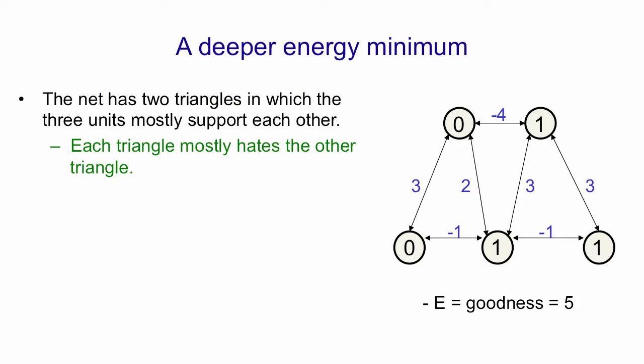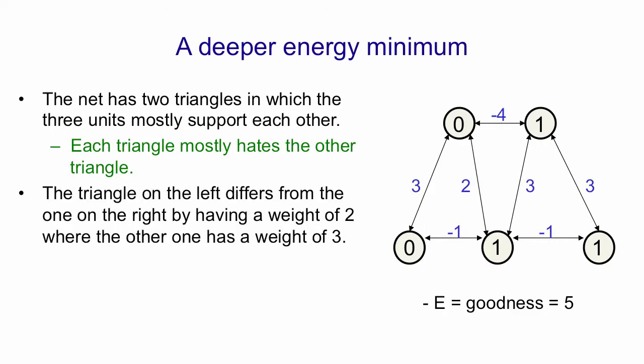If you look at that net, you can see the net's composed of these 2 triangles, in which the units mostly support each other, although there's a bit of disagreement at the bottom. And each of those triangles mostly hates the other triangle, via that connection at the top. The triangle on the left differs from the one on the right by having a weight of 2 where the other one has a weight of 3, so the triangle on the right will give you the deepest minimum.